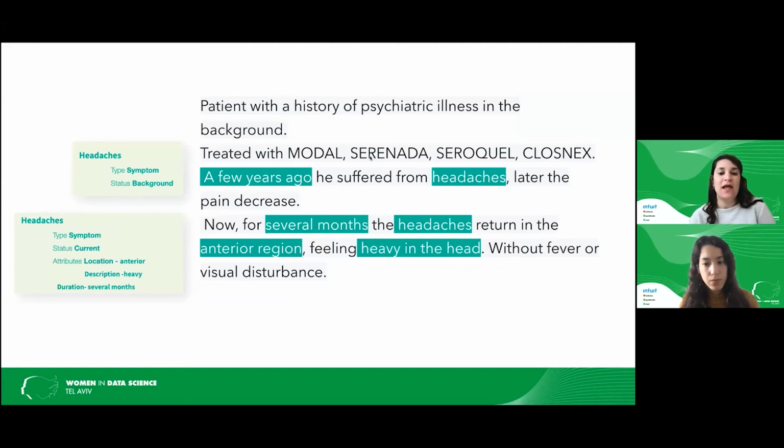But except from finding the symptoms that the patient has, we would like to find out what the attributes of this symptom are. The attributes that describe the symptom, for example, can be the location of the headache, which is anterior in this case, the sensation of the headache, which is heavy, and the duration of the headache, which is several months. All of these attributes can make our ML model more accurate, and we would like to find all the attributes that describe the symptoms in the most accurate way.